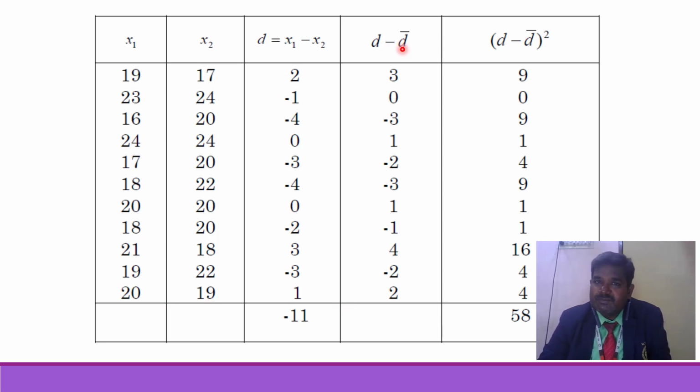So D minus D bar. D is nothing but this one. My total summation value is minus 11. Take the D bar and subtract it from this. So D minus D bar values are 3, 0, minus 3, 1, minus 2, minus 3, 1, minus 1, 4, minus 2, 2. Based on this we have to take the square: 9, 0, 9, 1, 4, 9, 1, 1, 16, 4, 4. So the total value is nothing but 58.